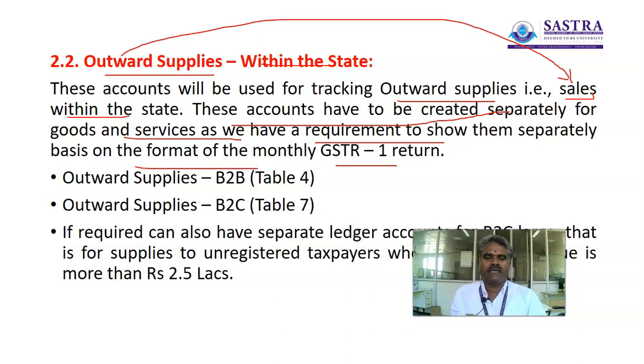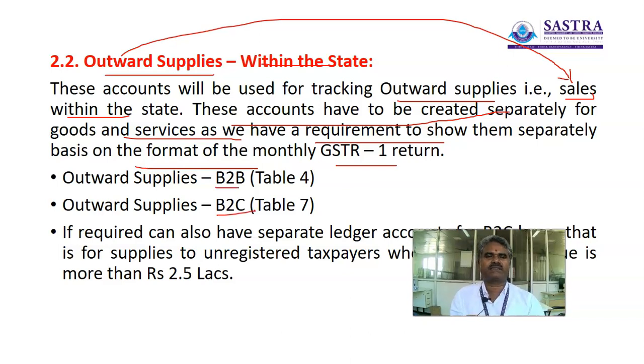That is very, very important. So you have to pass entry as per the return which is given. Here we have to follow GST return 1. So as per the GST return 1, we have to pass entry. But the outward supplies will be of two types. One is B2B and the other is B2C.